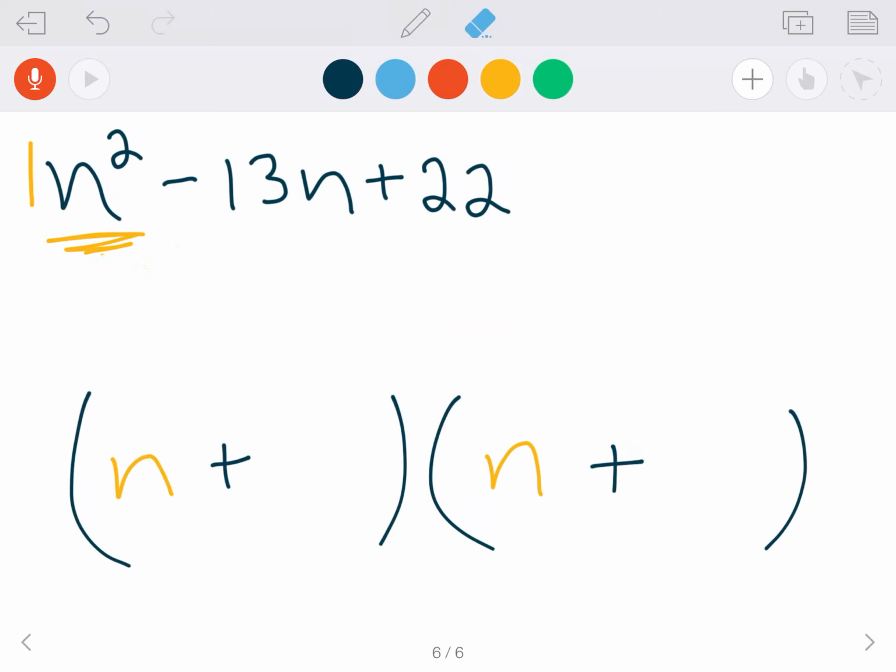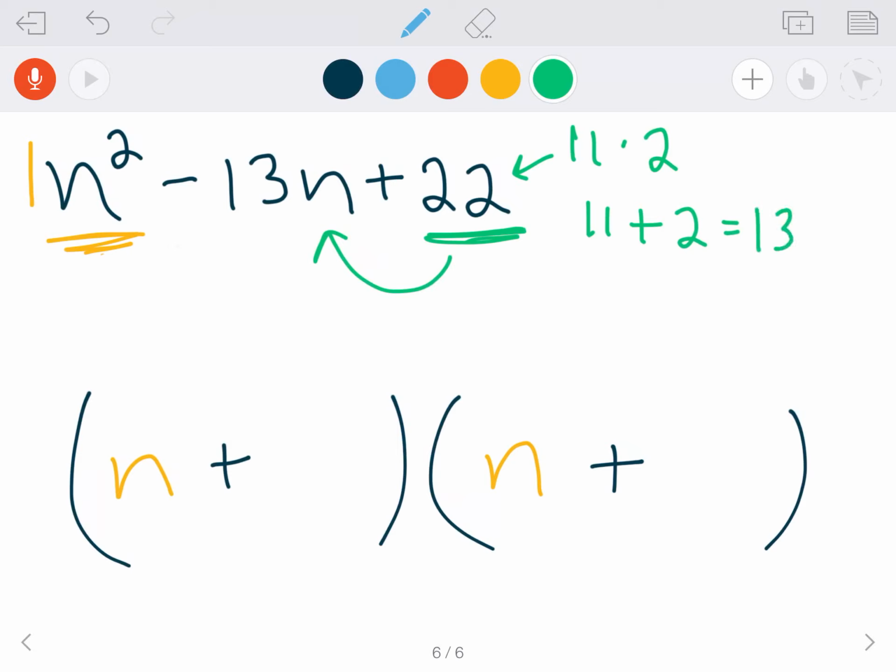Okay, so I know that's the only option for that. So now I'm going to focus on the 22 at the end, the constant term or the c term. So what are some factors of 22 that also add to negative 13? Well, let's see. Factors of 22. How about 11 times 2? If we add 11 plus 2, what do we get? We get 13. That's very close. The only problem is that we want a negative 13.